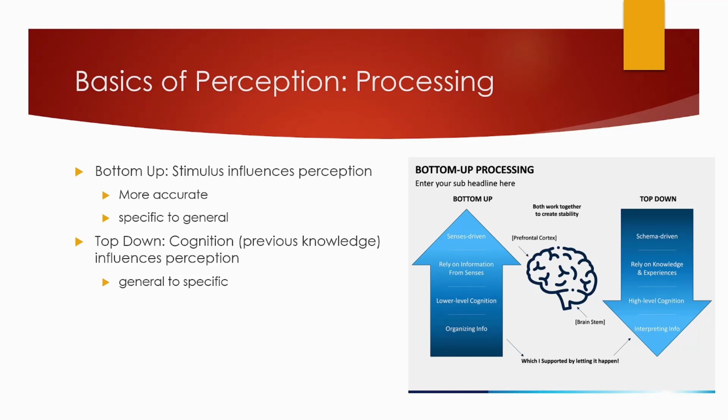Bottom-up processing is when the stimulus influences our perception. We take in our surroundings and we use what we observe to reach a conclusion. This is why bottom-up processing is considered to be more accurate. Meanwhile, top-down processing is sort of the opposite. Our previous knowledge influences our perception. The schemas and memories in our brain are used to interpret the stimulus observed and to reach a conclusion. An easy way to differentiate between these types of processing is by remembering that bottom-up is specific to general, while top-down is general to specific.